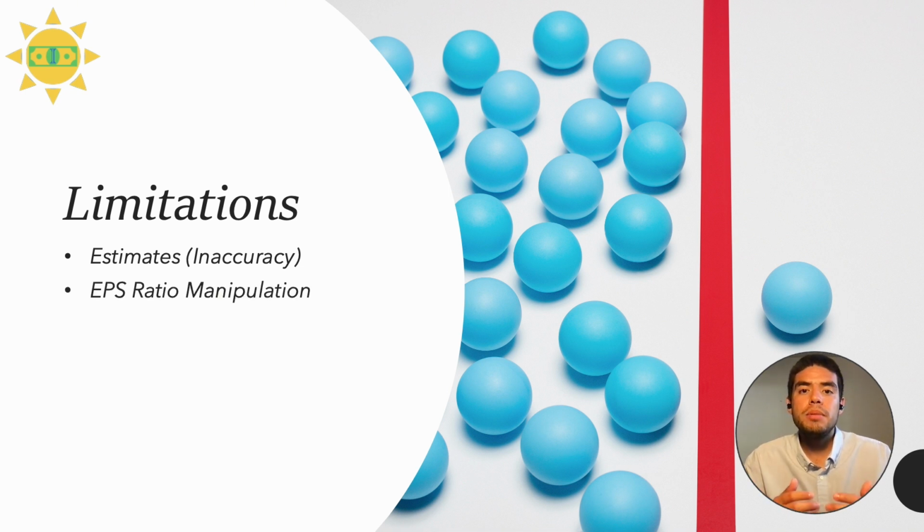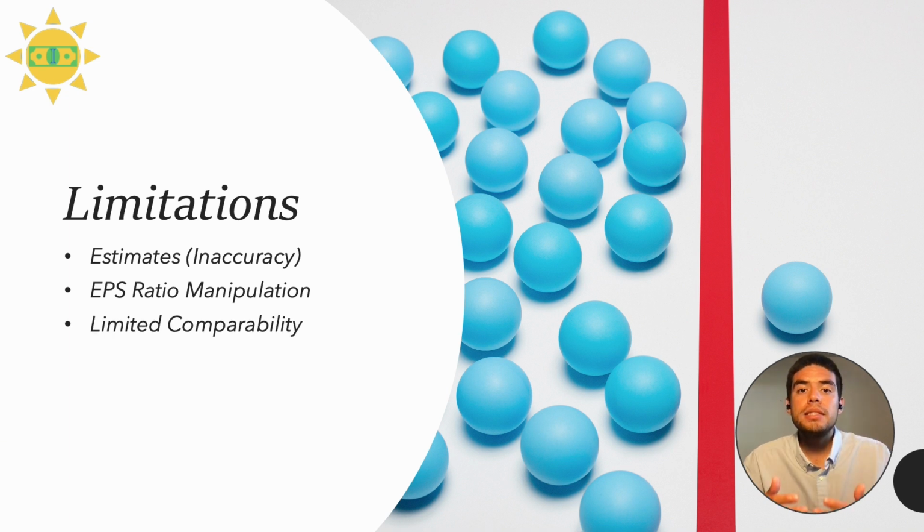There is the concept of EPS ratio manipulation. A company is in control of how many shares it allows to be traded in the open market. On the one hand, if a company has a fixed EPS and decides to increase the number of outstanding shares, it would thus decrease its EPS ratio. On the other hand, if a company decreases the number of shares, it would be able to increase its EPS ratio.